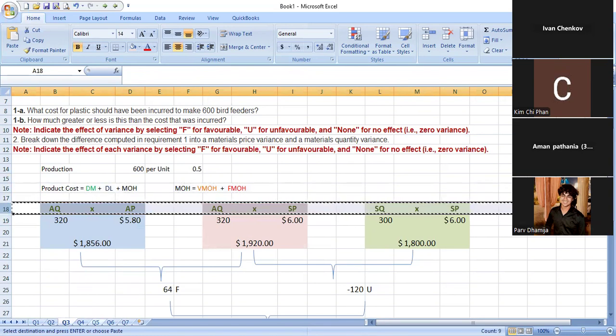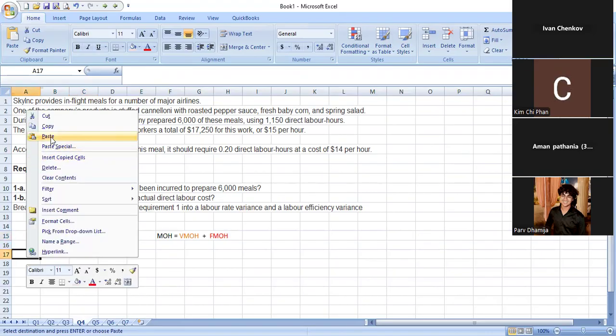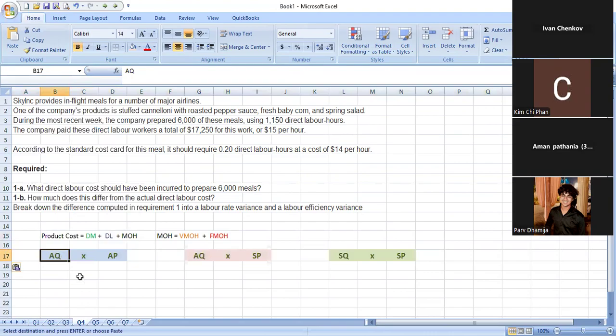Now we have to change the terminology. I'm going to use this as guidance, but I'm going to change the terminology. Here, we're not going to start with the actual quantity. We're going to have actual hours. And it's not going to be price, it's going to be actual rate, the rate that we're paying. Then we're going to have actual hours times standard rate. And the last one will be standard hours times standard rate. And now we move to the labor.